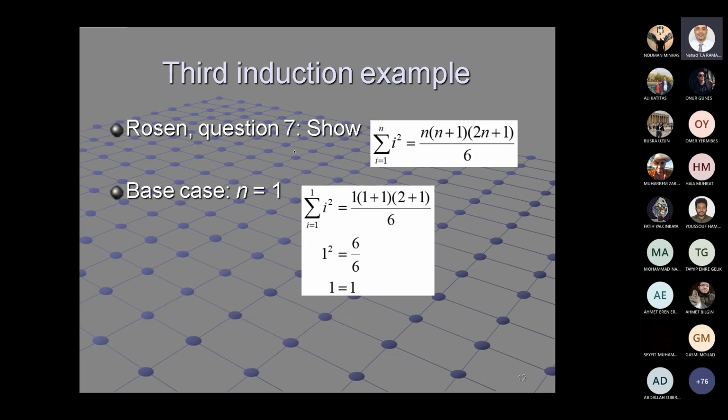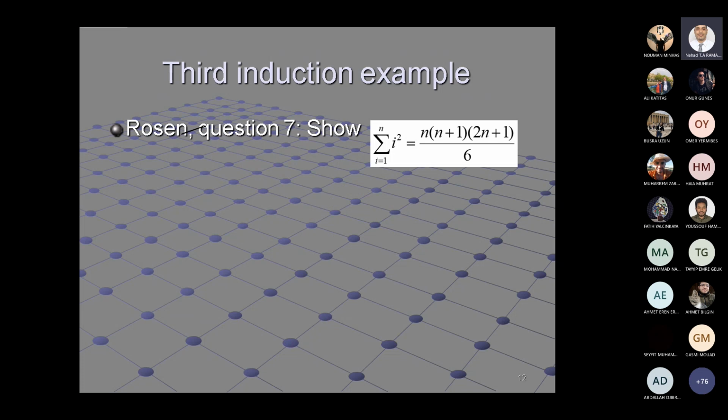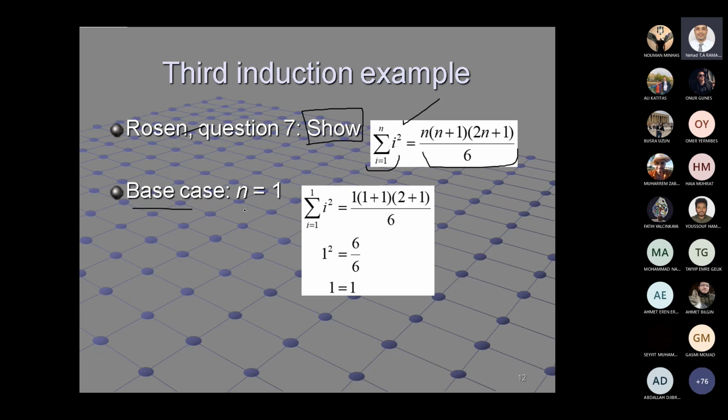Third example says, it's a direct one. You have this equation. It's already given to you. You need to prove it. So we have left-hand side, right-hand side. We need to prove it. Again, 3 steps. First step, base case, when n equals 1.